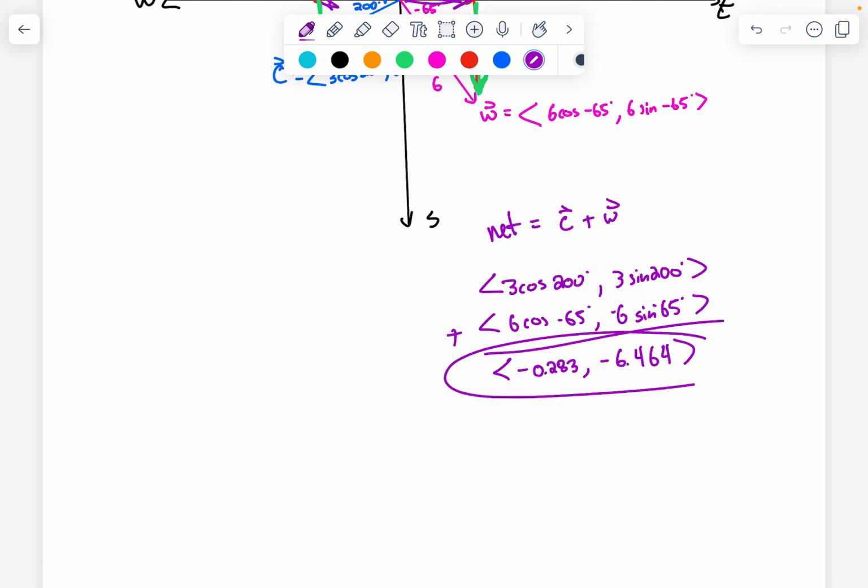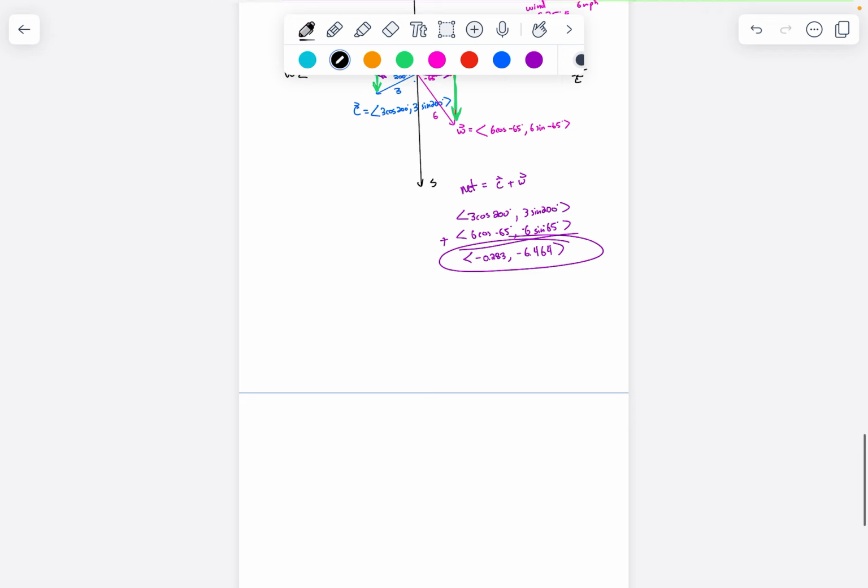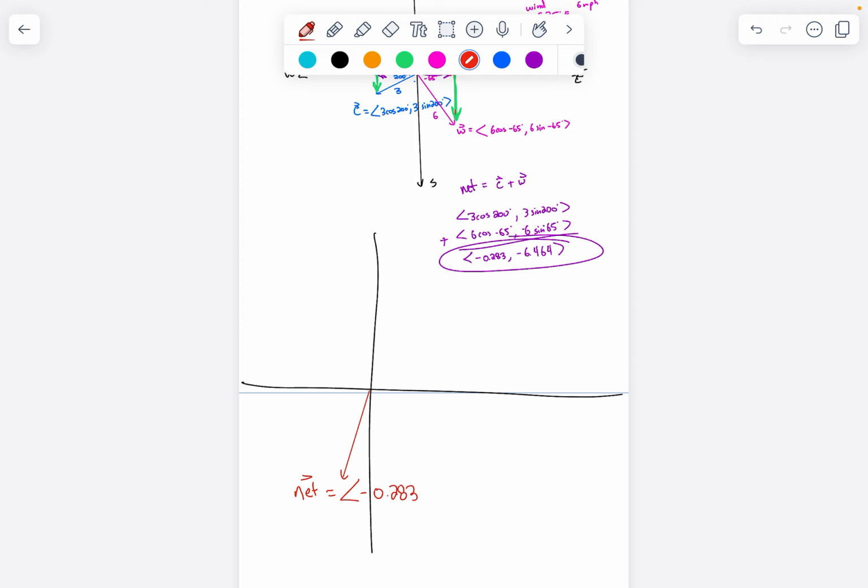Great, that's the net force. So I can even throw out my old diagram. I can throw in a new diagram, north, south, east, west. I have a negative 0.28, so I'm going barely just a teeny bit to the left, and I'm going down. So here's my net force. This is what's acting on the boat. Negative 0.283, negative 6.464. So if the boat's just in still water, it's going to be drifting a little bit to the west, and it's drifting a decent amount south.